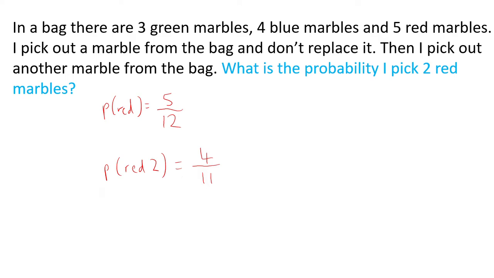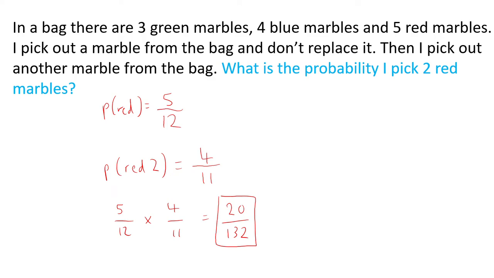Now in the question we want the probability of picking 2 red marbles, so when we want to find out the probability of 2 things happening, so red on the first go and red on the second go, we multiply the probabilities. So the probability of red on both goes will be 5 out of 12 multiplied by 4 out of 11, which comes to 20 out of 132, which you could simplify, but we'll leave it like that for now. So that's your answer to this question of picking out 2 red marbles.